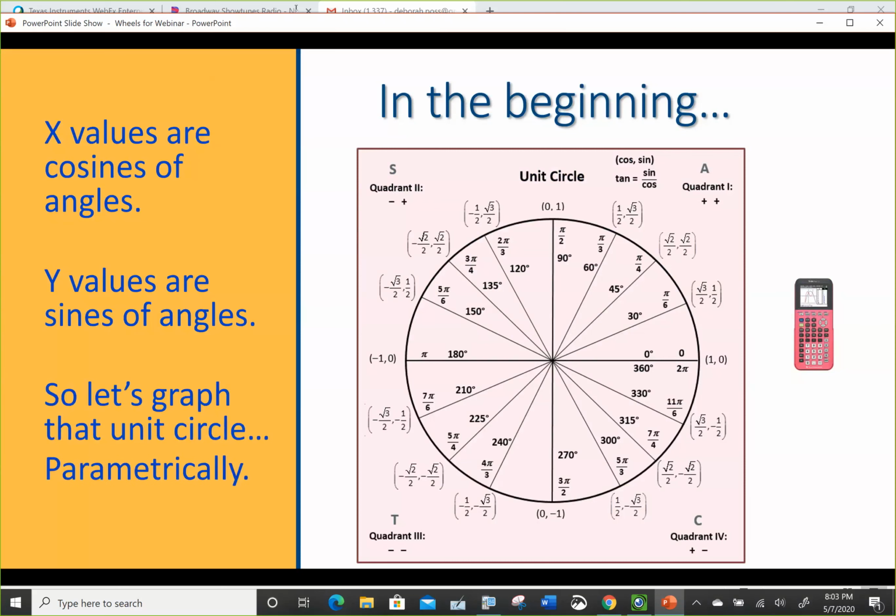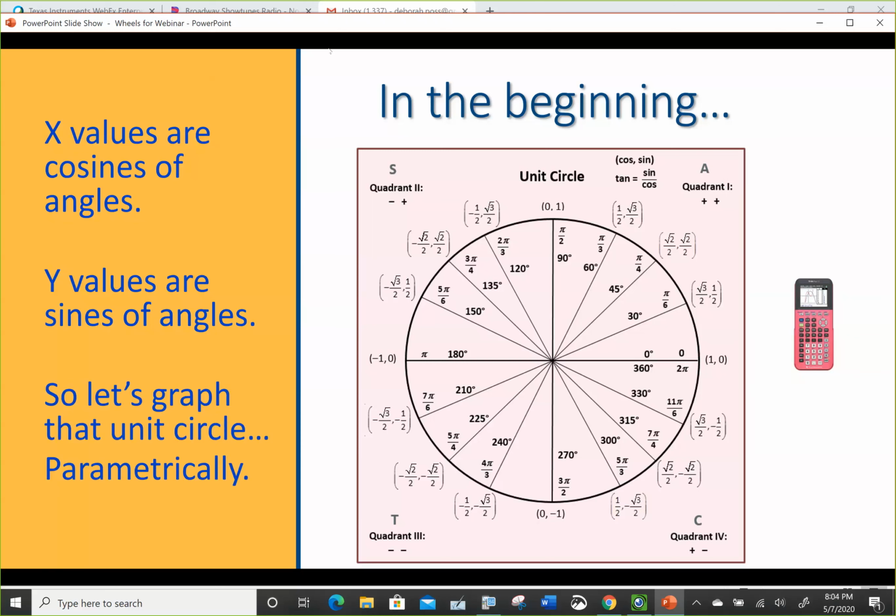Now, for people who aren't familiar with parametrics, I love parametric equations because they allow us to see x and y as independent functions of a common variable. Now, in physics, the common variable, called the parameter, is usually representing time. But right now, we're going to let t represent angle measure.